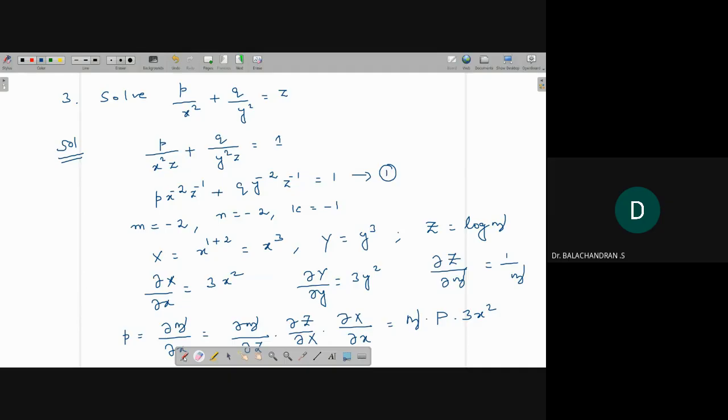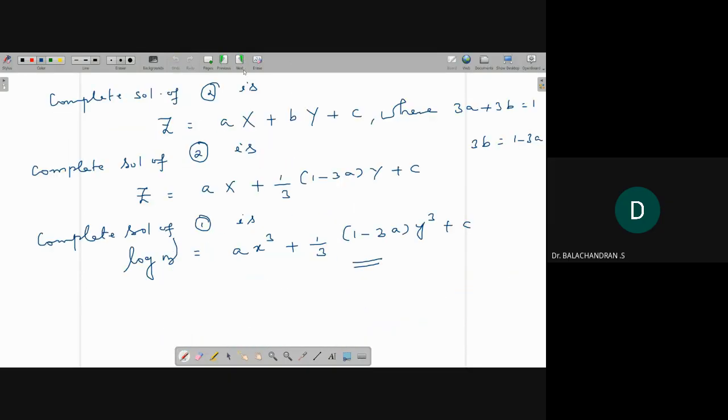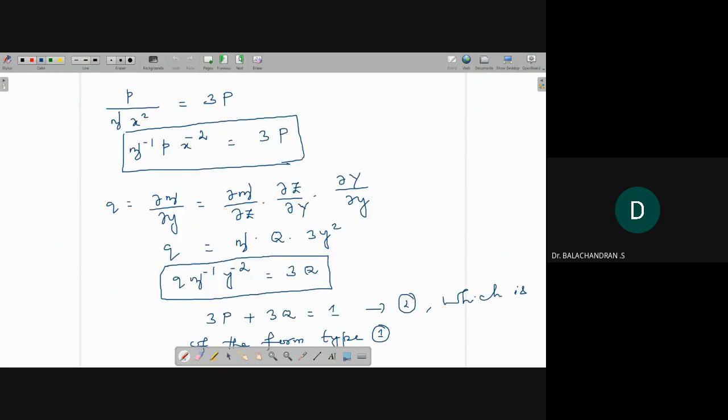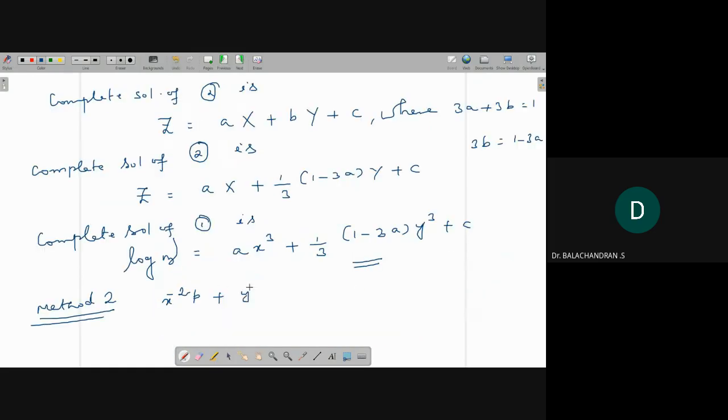Okay, suppose you are not dividing by Z, I will start method 2. So P by x square, so x power minus 2 into P plus y power minus 2 into Q equal to Z, the given equation. So here m equal to minus 2.